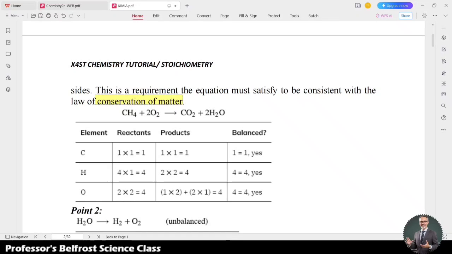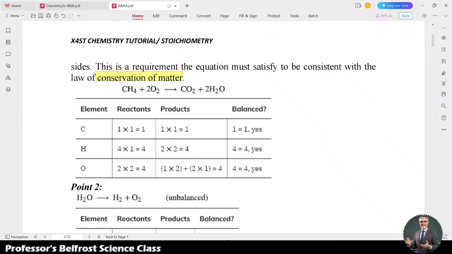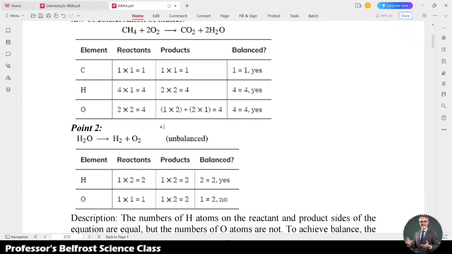So let's check if this equation actually balances or not by investigating each element, which is carbon, hydrogen, and oxygen, on each side. With carbon, we have 1 on the reactant side and 1 on the product side, so it's balanced. For hydrogen, we have 4 on the left side and 4 on the right side, so it's also balanced. For oxygen, we also have 4 on the left side and 4 on the right side, so it's also balanced. So it's easy, right?